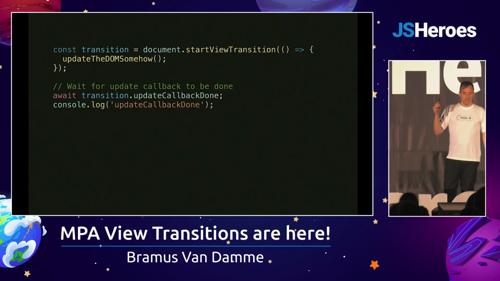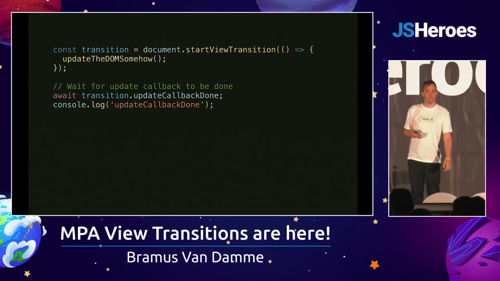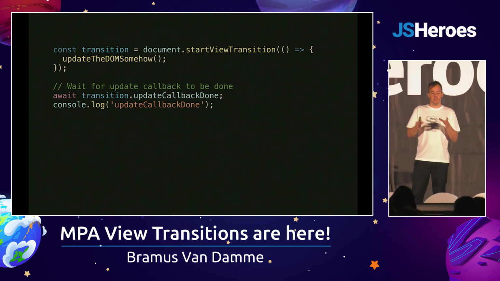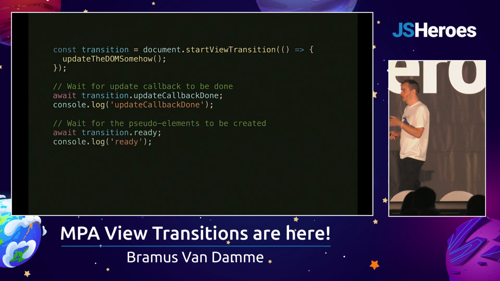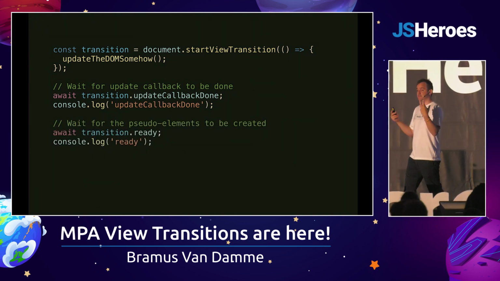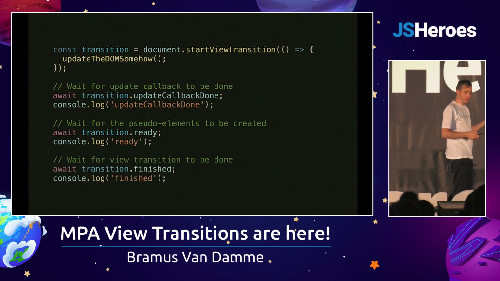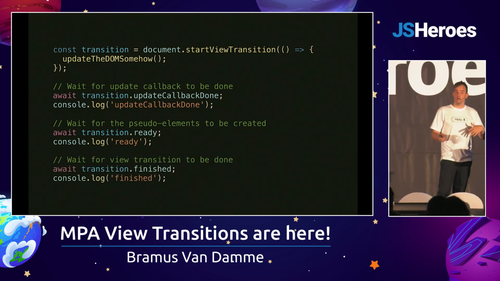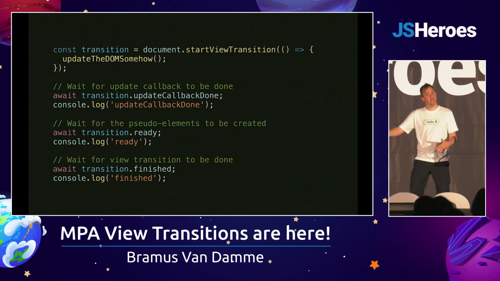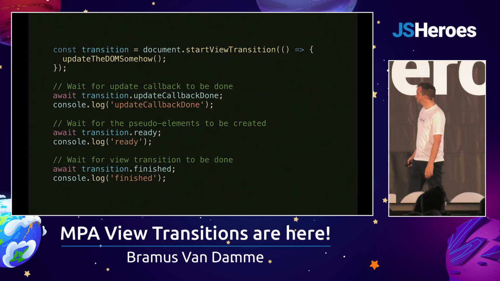So for example, you can wait until the update callback inside of it has been executed. So it has the old snapshots and the DOM has been updated. Then there's another key point that you can await, which is when both of the snapshots have been taken and the pseudo tree has been constructed. And then also you can await the finished one, which is handy if you want to do some cleanup afterwards. Like after your view transition ran, then you do some cleanup. You can use these promises.